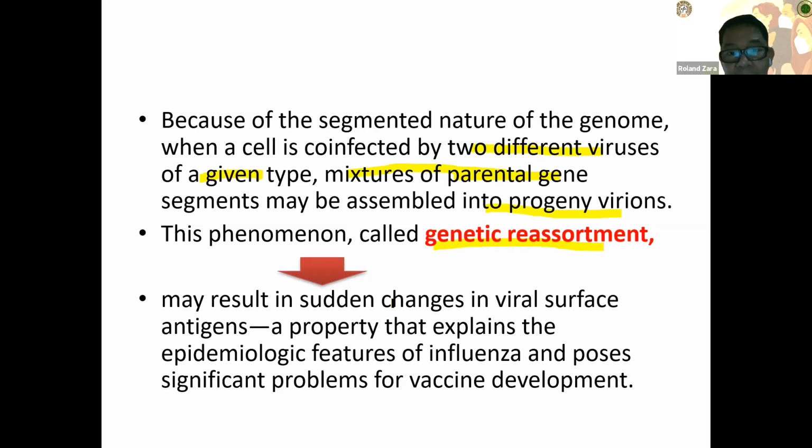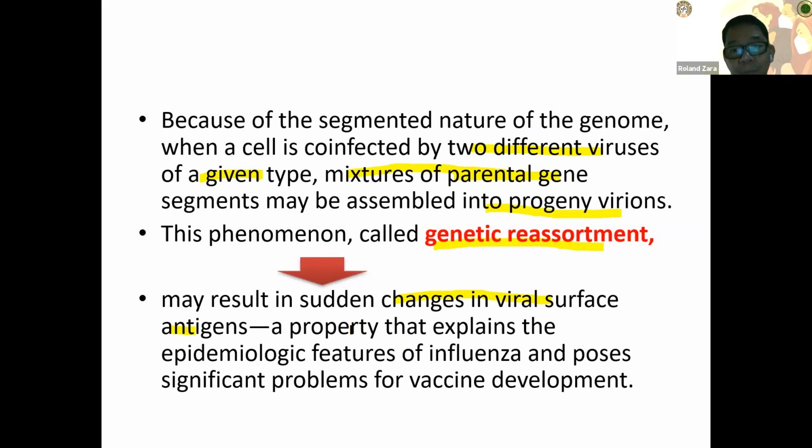Okay, and they may result in sudden changes in viral antigen structure. So it may change the shape. For example, it's usually spherical. The spike is spherical and it may change into a semicircle. Okay, so this semicircle can no longer be recognized by your antibody. It is usually recognized by the spherical hemagglutinin, but when it changes the shape, it can no longer be recognized by the antibody. So there will be genetic reassortment and it may result in a change in viral surface antigen structure.